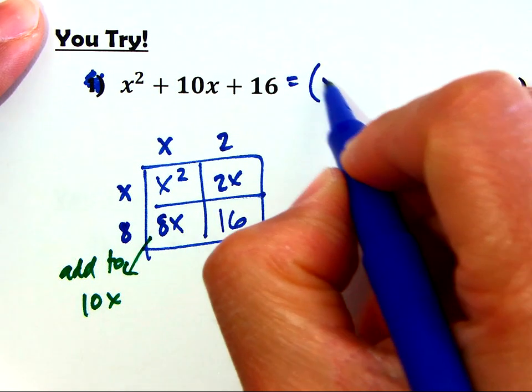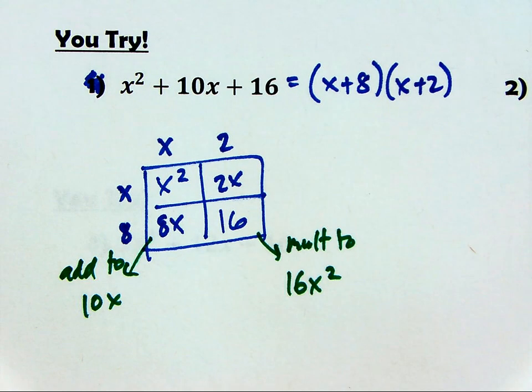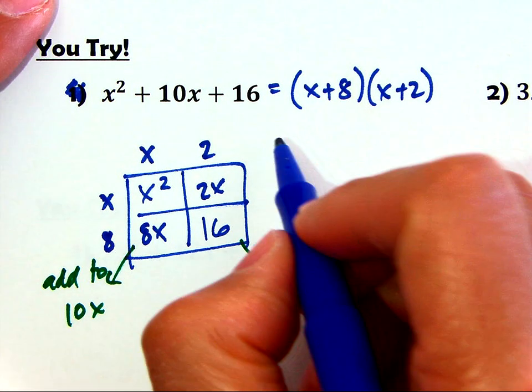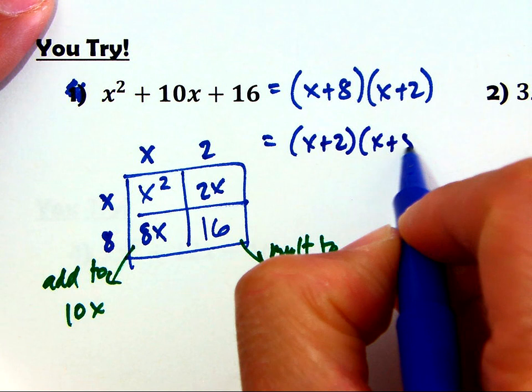All right, so x plus 8 and x plus 2 are going to be our factors. Oh, but you got something different? What did you get? x plus 2 times x plus 8?